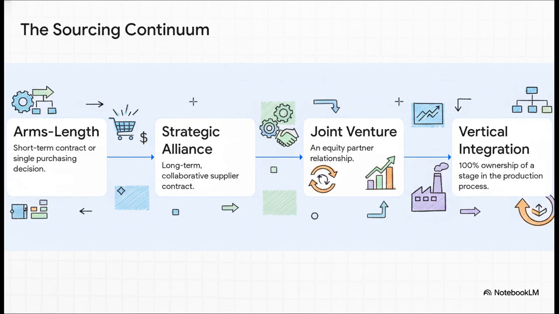In English, an arm's-length relationship is basically a short-term contract or a one-time purchase. The interaction is minimal. Next up, a strategic alliance.